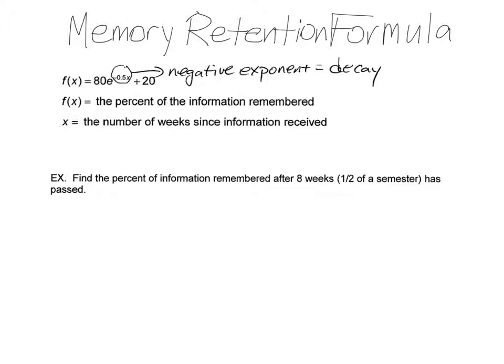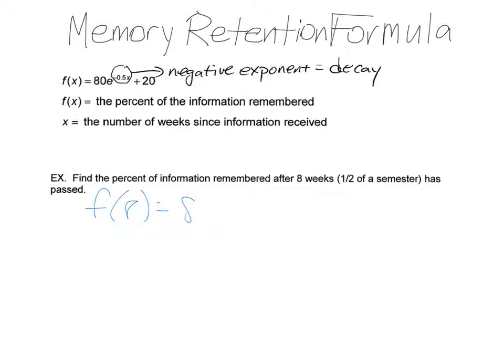f(x) equals 80e^(-0.5x) plus 20. Notice the exponent is negative, which is decay because you're forgetting things as time goes on. And x is the number of weeks since the information was received. So the example says find the percent of information remembered after 8 weeks, which is half a semester. So I'm going to fill an 8 in for the x.